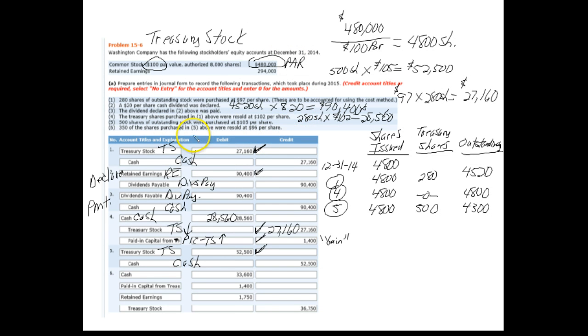Of the 500 shares, they were resold at $96 per share. We issued them at $105. So we paid $105 and we're going to resell those for $96. So we have a loss on this transaction, don't we? So let's see. We're not selling all of the shares, only 350. So 350 shares at $96 each is going to be proceeds of $33,600.